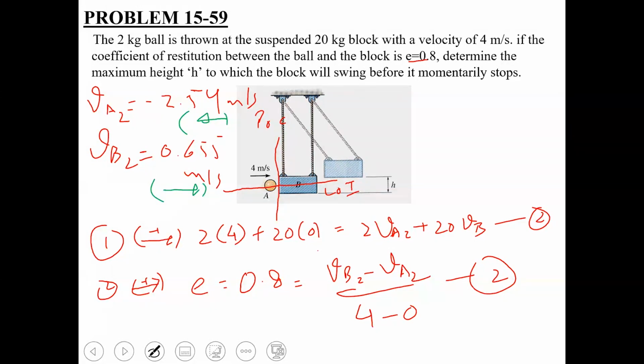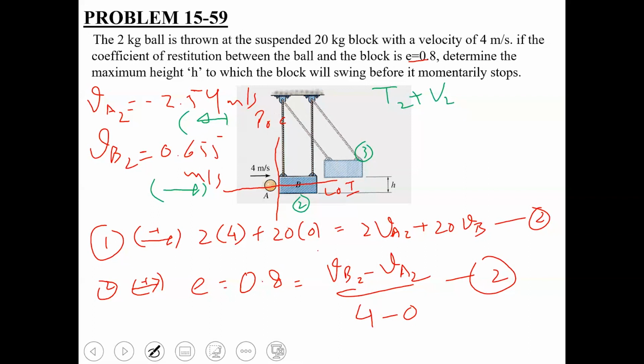Now, once this block B has got this much momentum due to the velocity 0.655 meters per second, how are you going to find the maximum height attained by this block B? What principle should you apply here? Conservation of energy. You are going to apply the conservation of energy principle on block B from position 2, which is just after impact, to position 3, which is the position of maximum swing, where you have to find this height h.